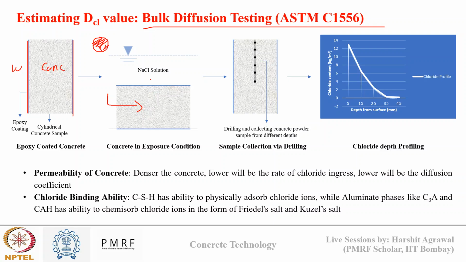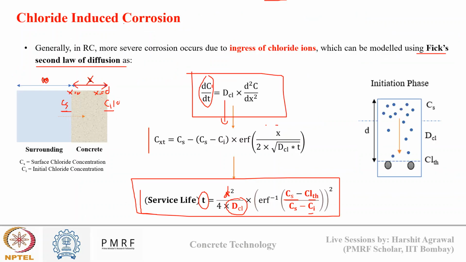After a certain exposure period of, say, 35 or 40 days to this chloride ponding solution, we take the concrete sample out and collect concrete powder from different depths, let's say 5 mm, 10 mm, 15 mm, 20 mm. Once we collect the powder from different depths, we estimate the chloride concentration in it and form the profile, which is chloride content versus depth. On this profile, when we fit this Fick's equation, we get the DCl value.